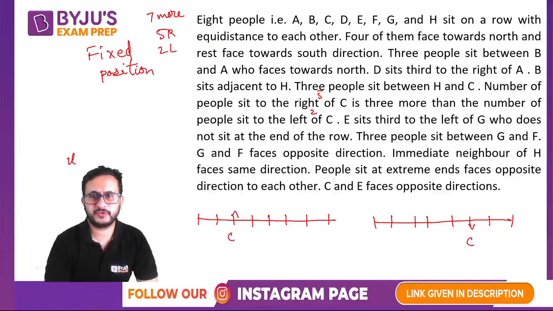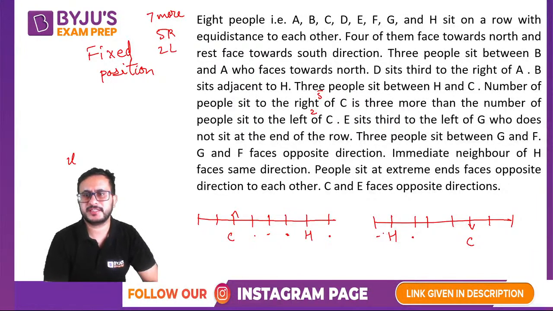Now C is connected to H. 3 people sit between H and C. So 1, 2, 3, and this will be H. Okay, and then let us try to connect H with others. B sits adjacent to H. So B can be here or B can be here. So B can be at these two positions in this case.